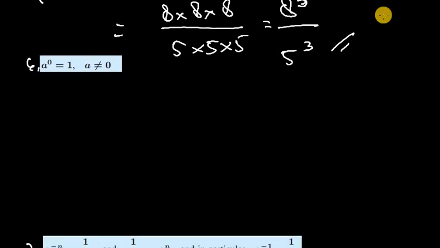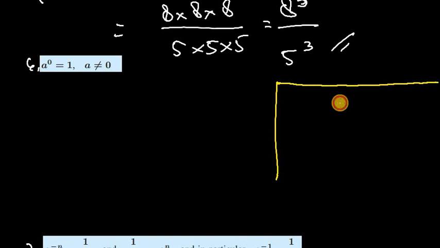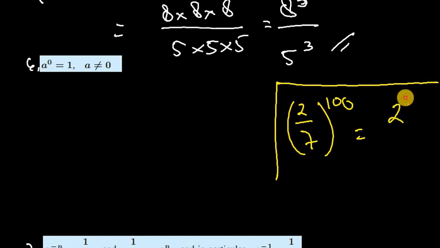Or just simply, for example, we will erase this later. Let's say we have 2 over 6 to the power of... 2 over 6 is 1 over 3. Let's not use 2 over 6. 2 over 7 to the power of 100. This one will give us 2 to the power of 100 over 7 to the power of 100.